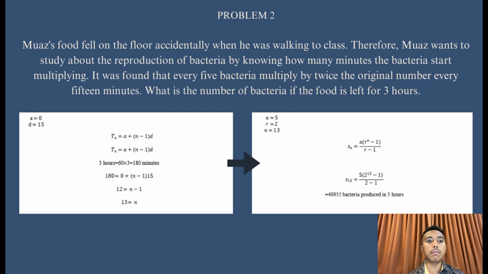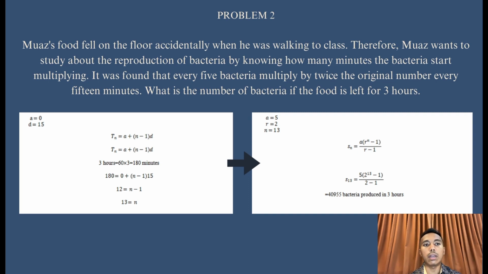After we examine problem 2, we need to use formula number 1 of geometric progression. Since we don't have the n value yet, we need to find the n value first by using formula number 2 of arithmetic progression. We know that A value is 0, D common difference is 15, and T value is 180. After that, we simplify it, then we get the n value is 13.